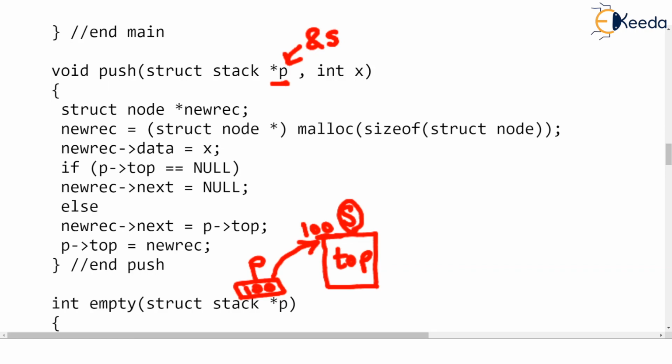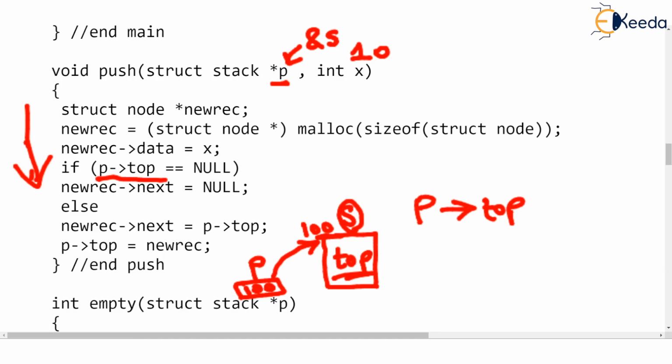P points to the address that it stores, the address of S. So P points to S. And naturally, the second parameter, as you see, this X is nothing but 10. Now watch that inside this function, we are going to access this top variable by writing P arrow top. Just observe that. See this line, P arrow top.